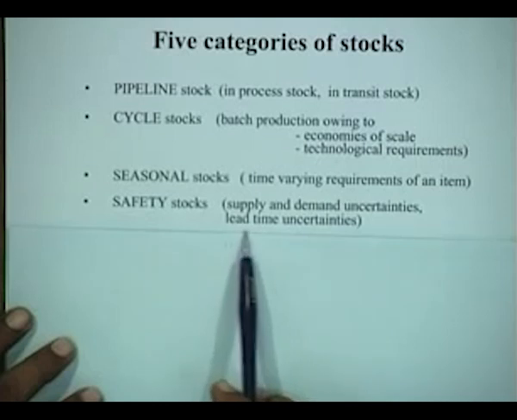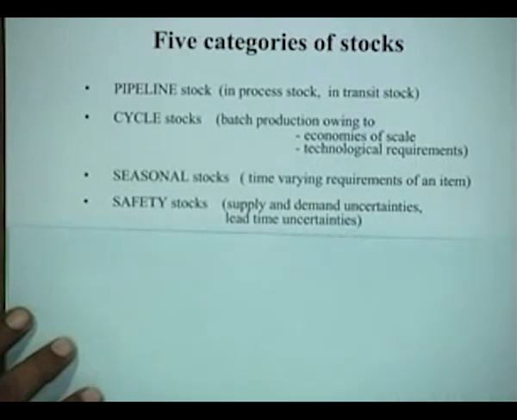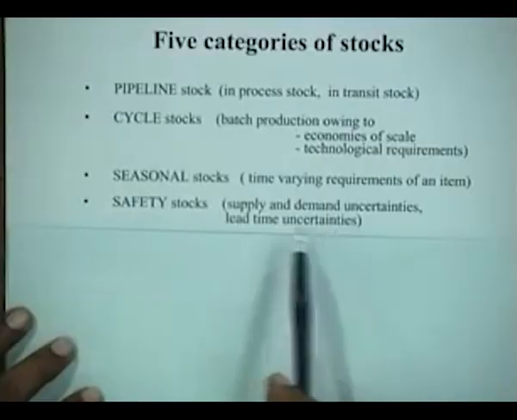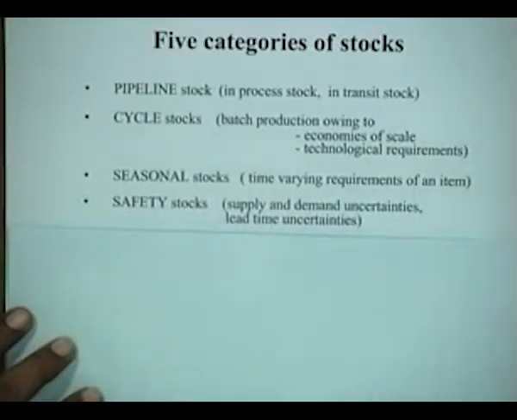And similarly, if there are uncertainties in the lead time, that means if it takes time for the vendor to supply your requirements and this time is variable, if it were fixed there would be no problem. You can order at a certain time and get the supplies. But when the lead times are uncertain, then the time at which you place the order will also be uncertain. So you have to maintain safety stocks to deal with such uncertainties.